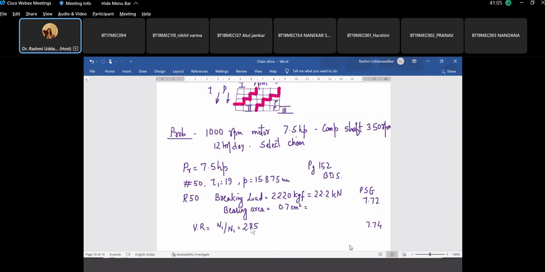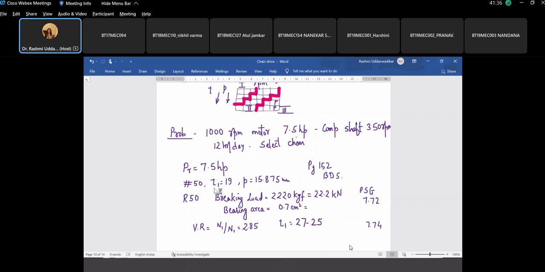What should be the number of teeth on this sprocket? This is on the smaller sprocket. 25 to 27. So the number of teeth T1 should be in a range of 25 to 27. Now what is the limit? Why can't we use 19, or why can't we go for a lesser value, or 21 say?